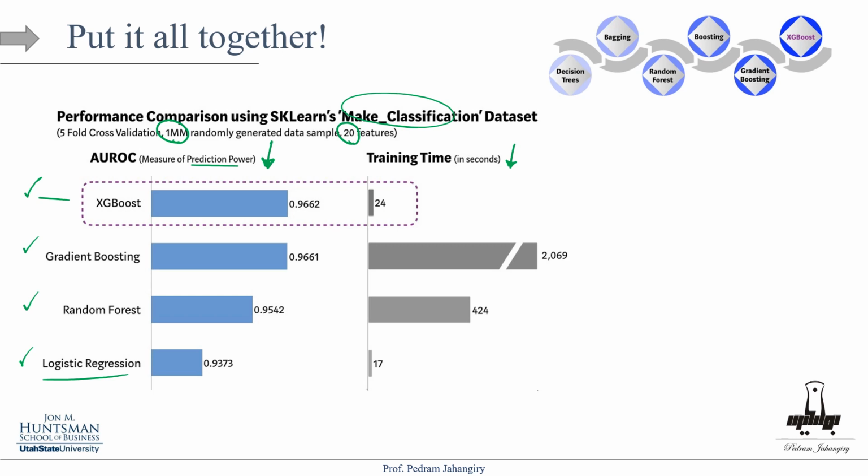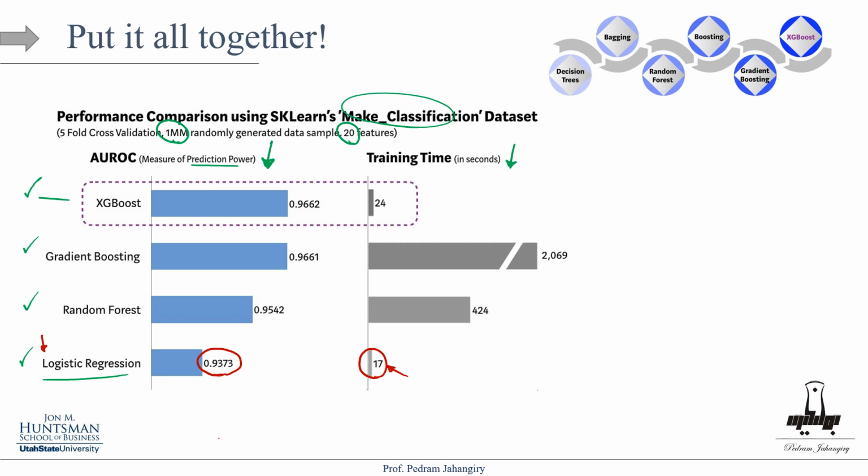So starting with the very bottom, let's start with the logistic regression. It seems that with the logistic regression, we get 93% in terms of prediction accuracy or area under the ROC curve. And it takes 17 seconds, right? So it's pretty darn fast because it's a very simple model, right? Everything is linear, and the calculation is going to be super fast. But the performance is about 93.7%.